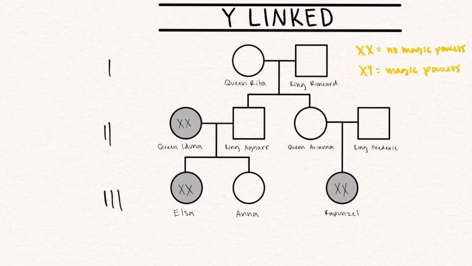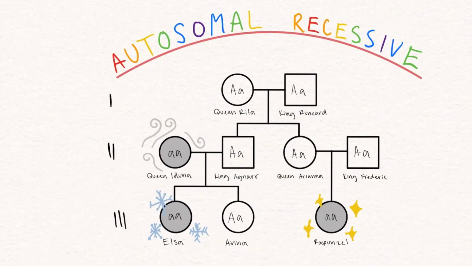The final mode of inheritance that does not work in this scenario is Y-linked. For Y-linked traits, the individual must have a Y chromosome, which would make them male. All of the people who show the trait are female and did not inherit a Y chromosome. This makes this mode of inheritance inconsistent with the chart, meaning autosomal recessive is the only one out of five inheritance patterns that is plausible in this situation.